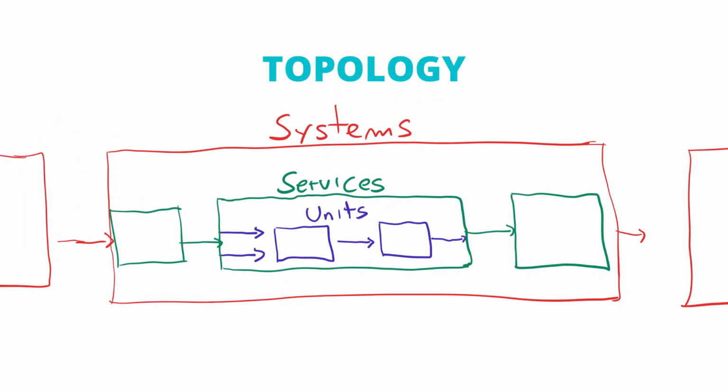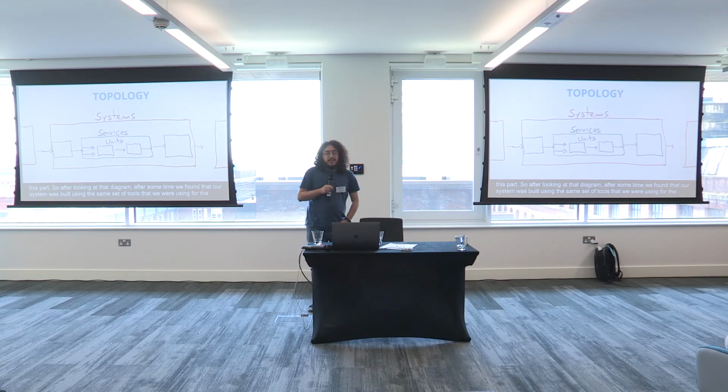After looking at that diagram, after some time, we found that our system was built using the same set of tools that we were using for designing software from a more low-level perspective. And that was a really big win because we could reuse a lot of design knowledge that we already had. So we already work with functions, so why can't we use functions for other bigger concepts.